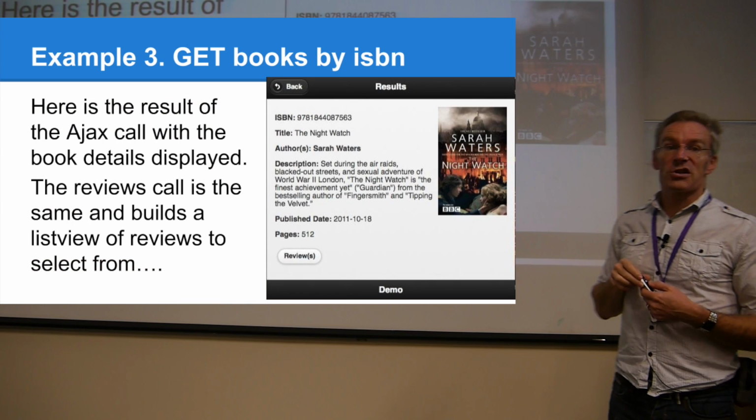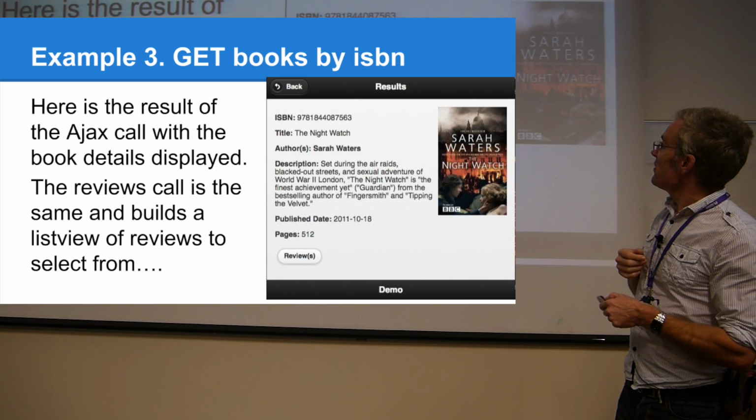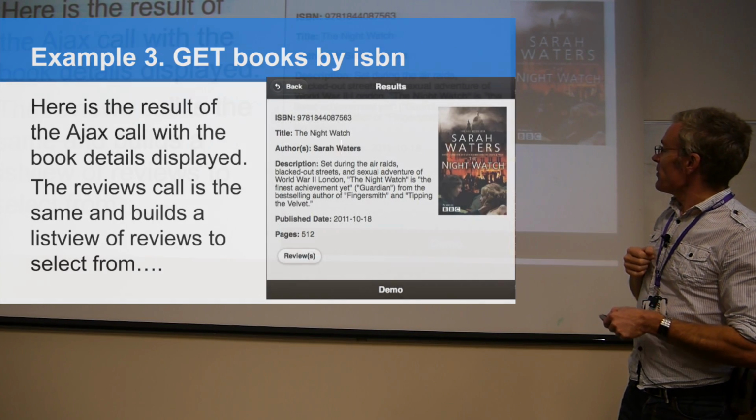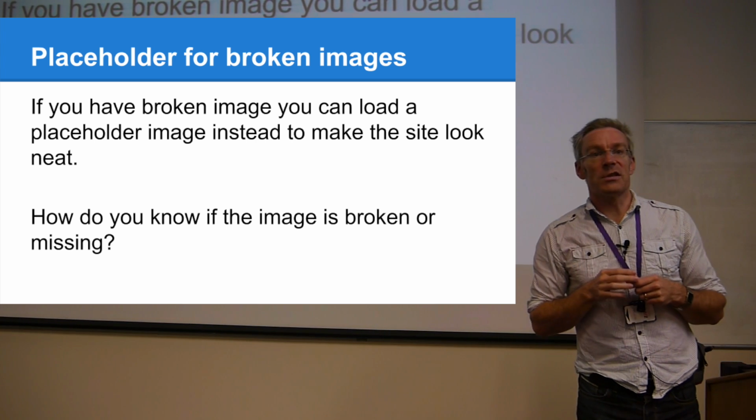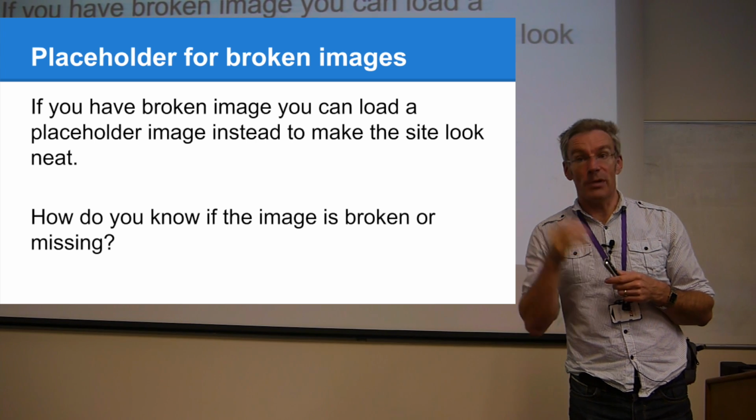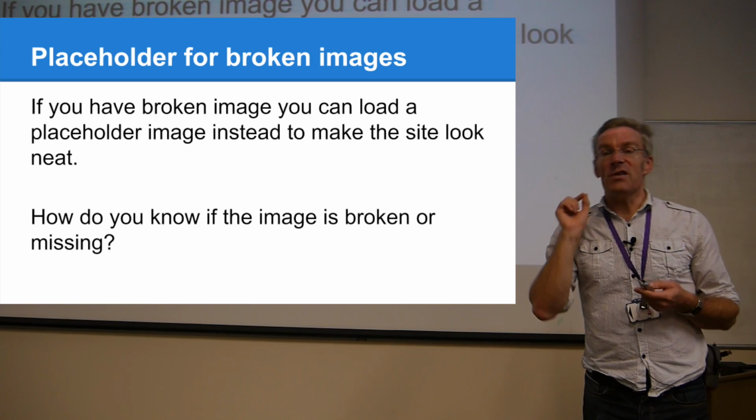And that's how it looks when it's finished. I've simply done a float right on the image. And as you can see, there's the image, title, author, blah, blah, blah, review at the bottom. Now, the one thing I haven't shown you is that placeholder code, have I? How to use the placeholder instead of the existing image. So we need to detect if the image is broken.